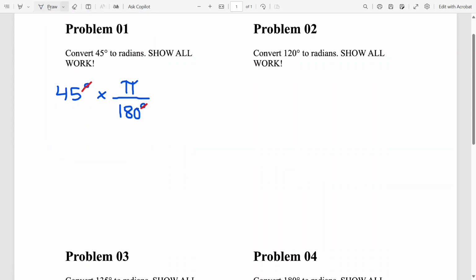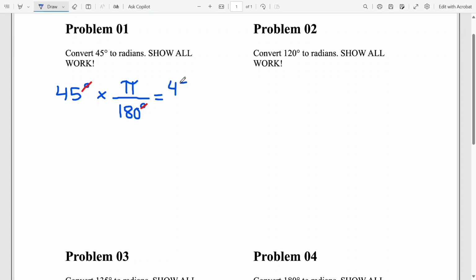And then we get 45 pi over 180. This is radians. Now we want to simplify this fraction. So we've got to think, well, what can we divide 45 and 180 by? And it turns out you can divide both the top and the bottom by 45.